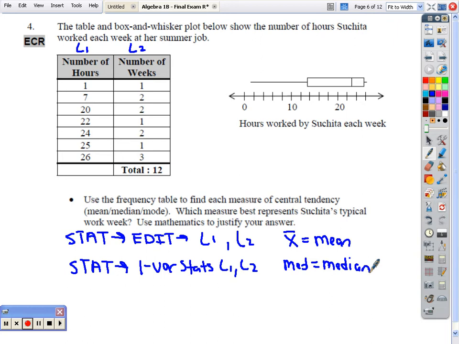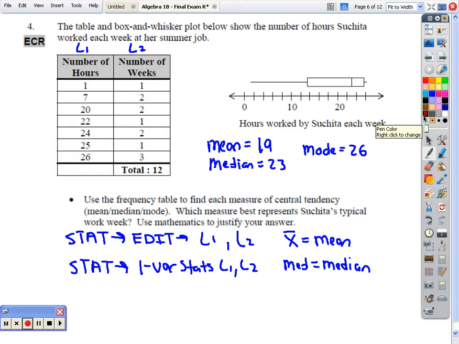So in this case, we get a mean of 19. We have a median of 23, as we discussed on the other side. Our mode is 26 because that occurred 3 times based on the frequency table. Now the second part of the question: which measure best represents Suchita's typical work week?